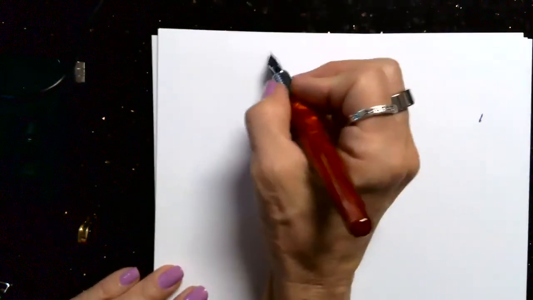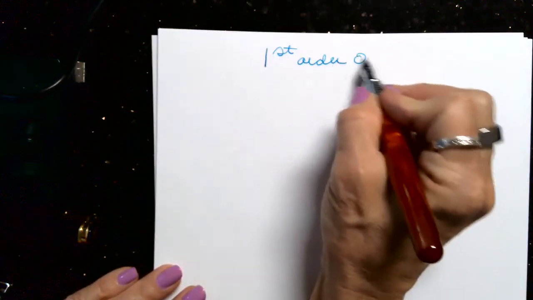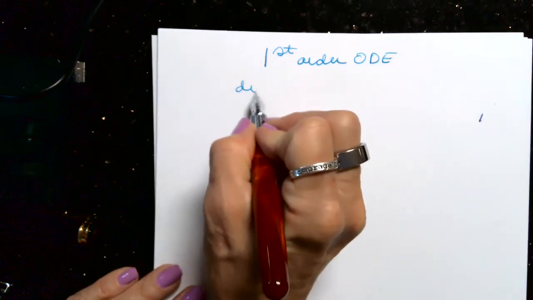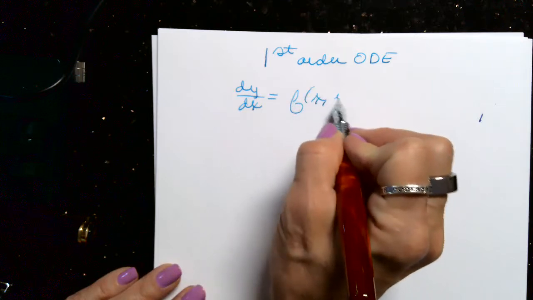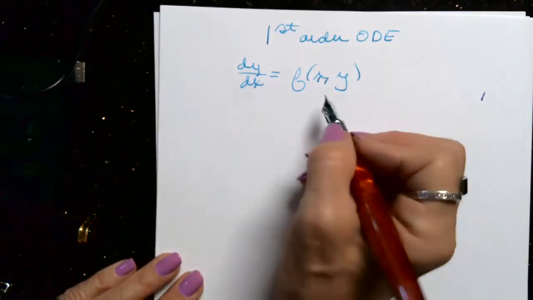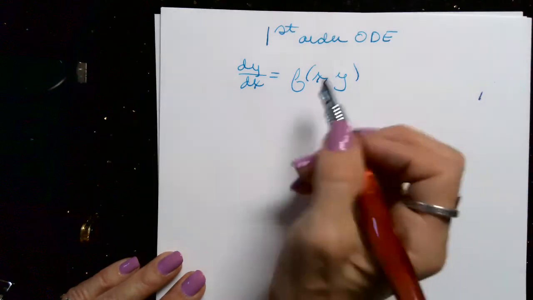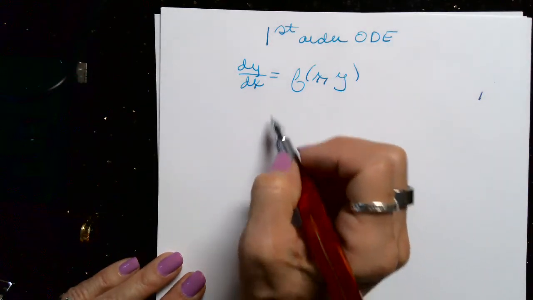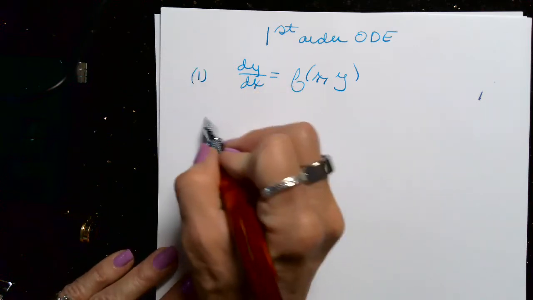Okay, so a first order equation, first order ODE, is something that can be written in the form, as we've seen before, dy/dx is f of x and y. We're thinking of f as the function that describes the differential equation, y is the independent variable, and x is the dependent variable. So let me call this 1.